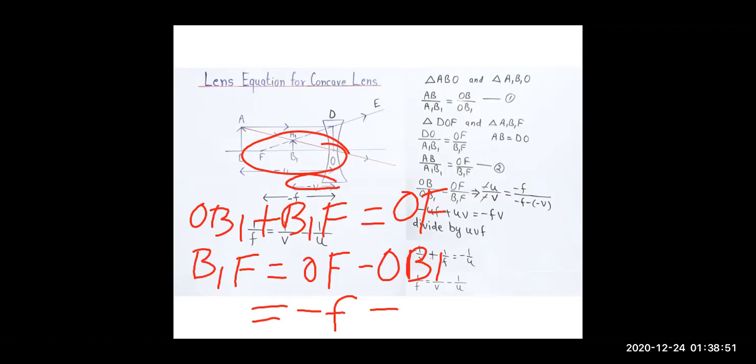So B1F is equals to OF minus OB1. OF is what? Focal length, but that is minus, so it is minus F. Minus OB1 is what? OB1 to image का distance है ना, minus V, that is minus V. So instead of B1F, we have put the value that is minus F minus minus V. So minus F plus V हो जाएगा, right?